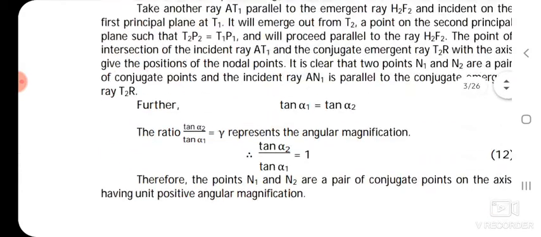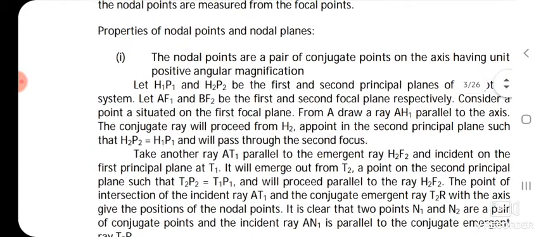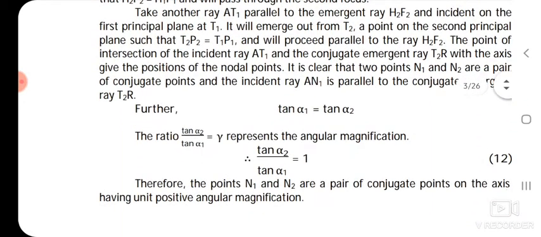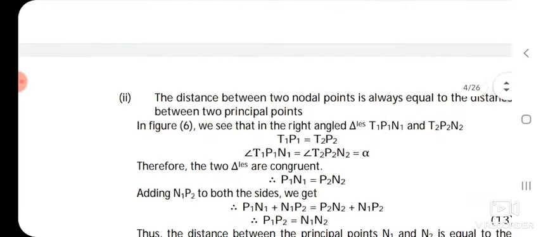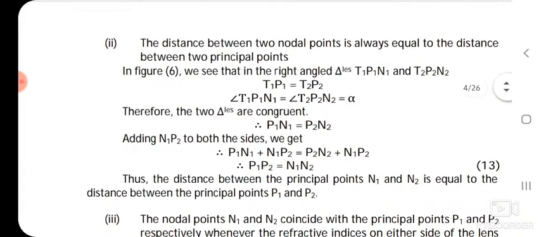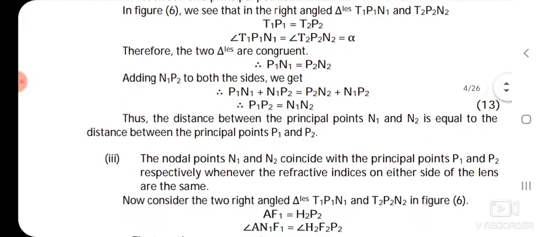Okay. In the first property, we are saying that the nodal points are a pair of conjugate points on the axis having unit positive angular magnification. In the second property, the distance between the two nodal points is always equal to the distance between the two principal points.